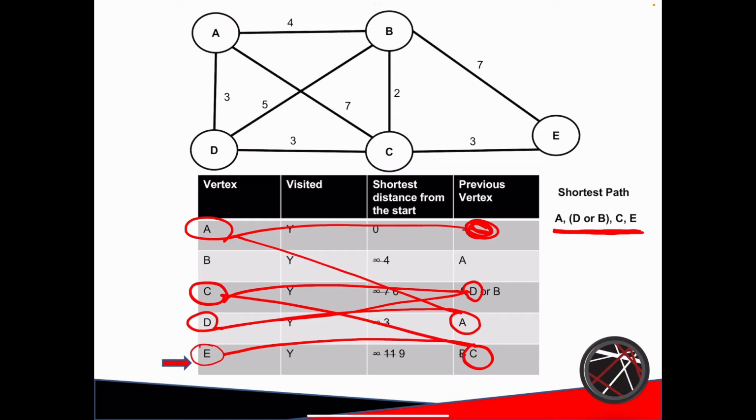I recommend always writing this out at the end of whenever you've done this, particularly in an exam. Quite often the question is asking for that, and if you don't write that out, you'll lose marks. So that's Dijkstra's algorithm.